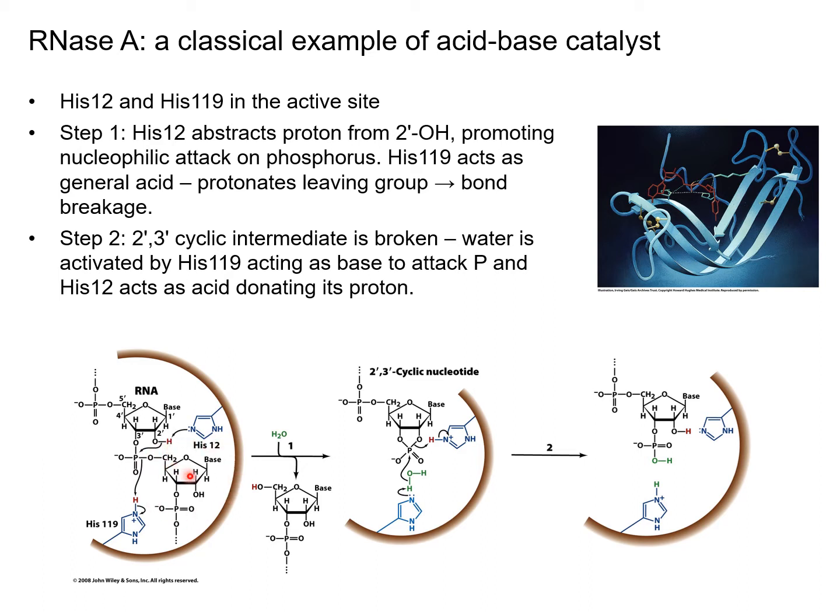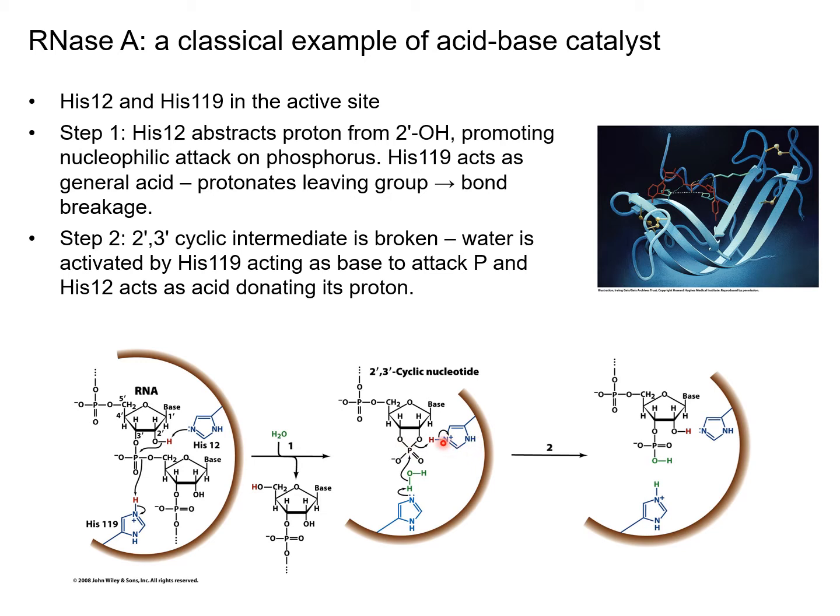So this leaving group leaves from the active site, and after that a water molecule comes in, but this one, which was induced by histidine 12, would form the intermediate state where it has the 2', 3' cyclic nucleotide. And the second step would be that this 2', 3' cyclic intermediate is broken by this water molecule and histidine 119, which acts as a base in this case that attacks this phosphorus.